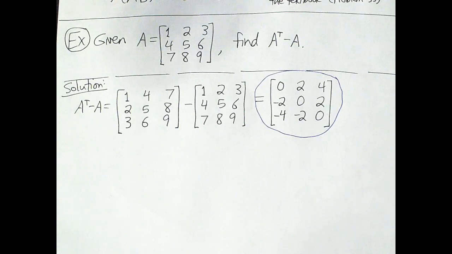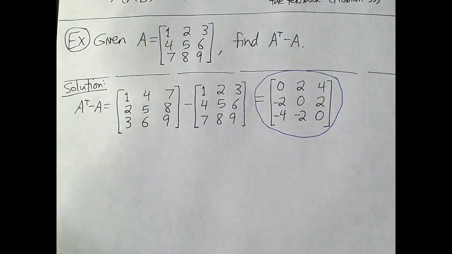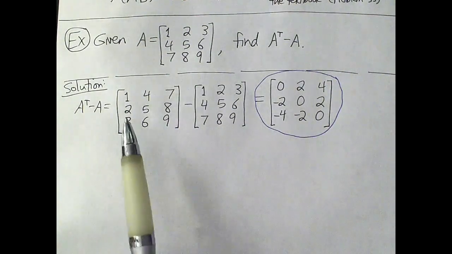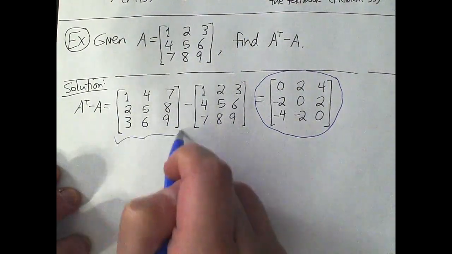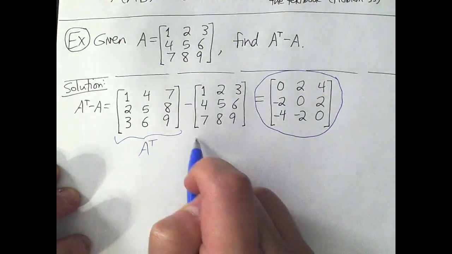Pretty cool. I don't know, I think it's interesting. I think the answer has an interesting symmetry to it. We did A transpose minus A. Maybe this helps illustrate a couple of things. One thing that you can see is that here's A transpose. All right, let me just say this was A transpose. This was A.